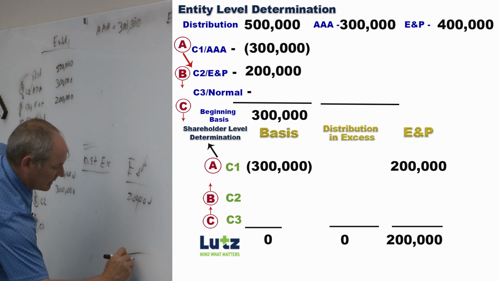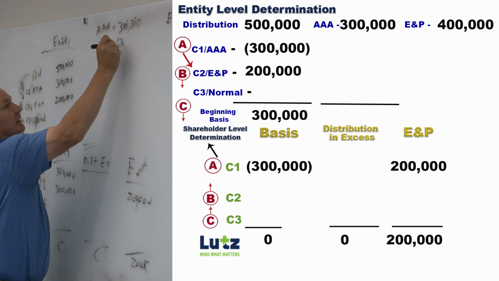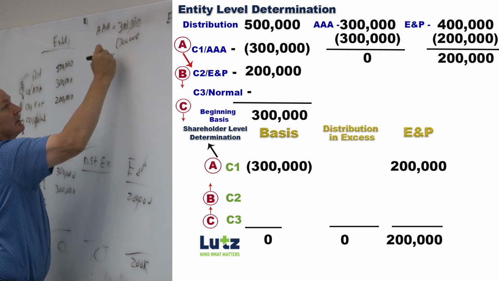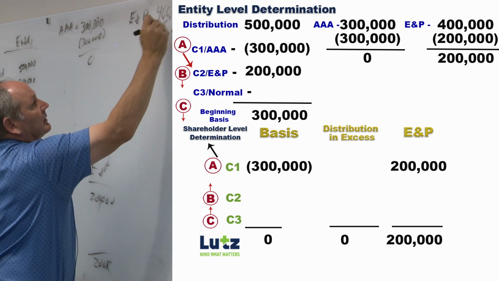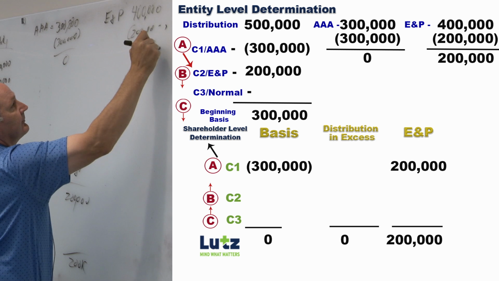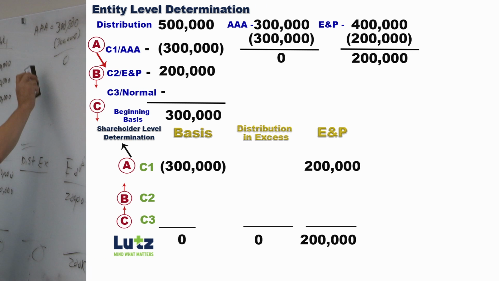So at this point, we have a 200K dividend. We have 0 basis. And we got 0 distribution in excess. And for whatever it's worth, because this is kind of important, my AAA is depleted down to 0, and my E&P is depleted down to 200 by virtue of the $200,000 dividend being reported and this depleting down to AAA. Okay? So what's my next one?